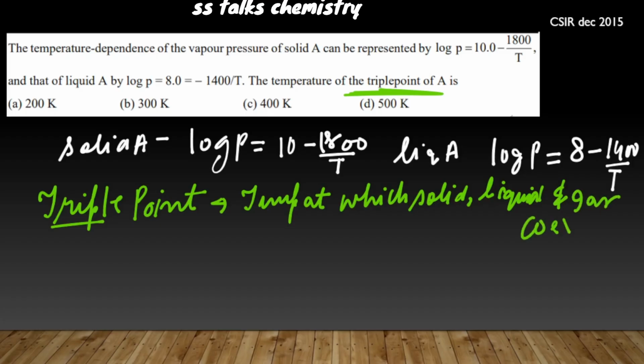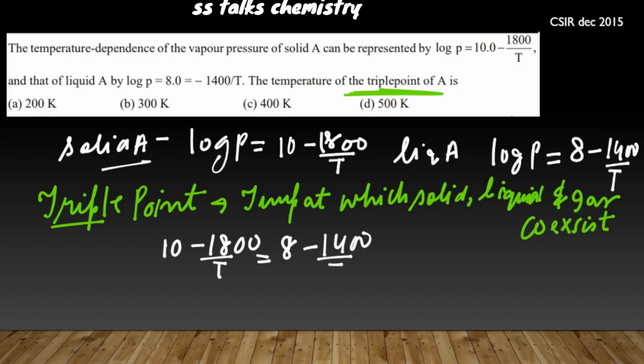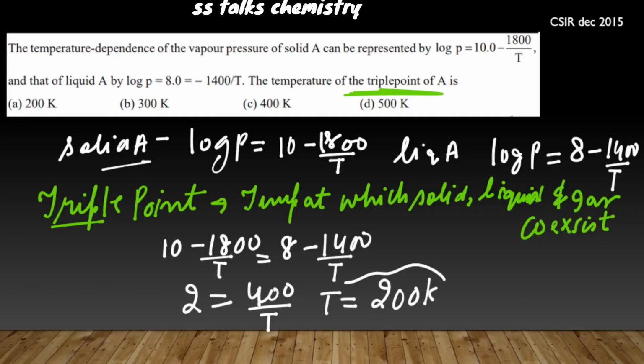they coexist in this. That means log T for the solid and for the liquid it will be equal. That means 10 minus of the 1800 upon the T is equal to 8 minus of the 1400 upon the T. That implies that 2 is equal to 400 upon the T. So temperature we are getting from here is going to be 200 Kelvin.